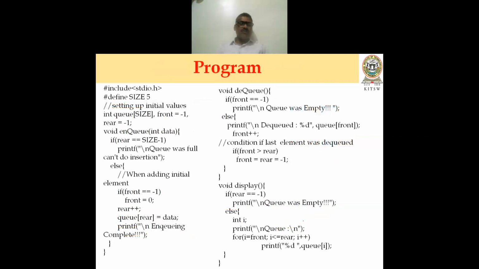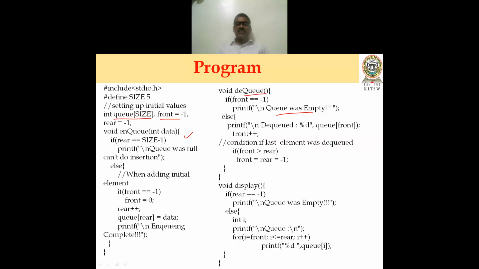So this is the program. So we have NQ operation and then DQ operation. So this is the one function we have here, NQ function. Okay, and we are taking Q as an integer array of size 5. Front is equal to -1, rear is equal to -1. If rear is equal to size -1, Q is full. If front is equal to -1, front is equal to 0, rear plus plus, and Q of rear is equal to data. And DQ operation, if front is equal to -1, Q is empty. Okay, else DQ we are performing here.